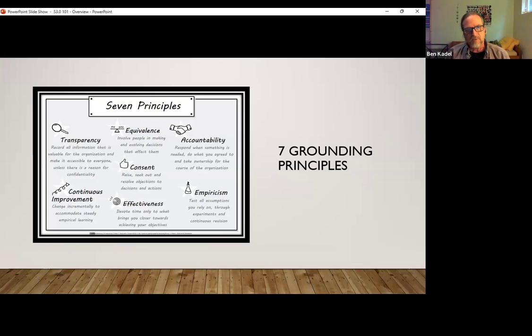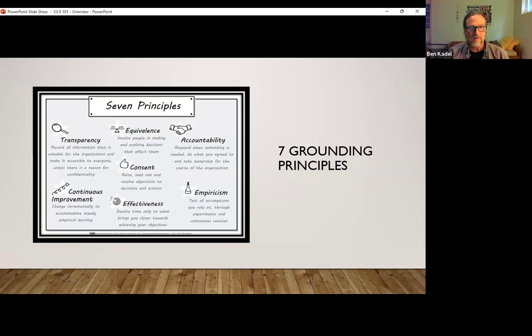And then continuous improvement, effectiveness, and empiricism are all the elements that go together to allow us to actually create the experimental process. Continuous improvement means that we're looking to iterate. We're not looking for once and done. We're okay starting with something that is good enough, not necessarily perfect.